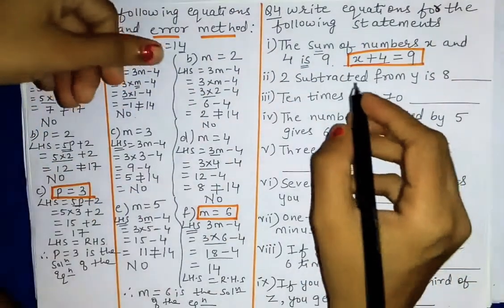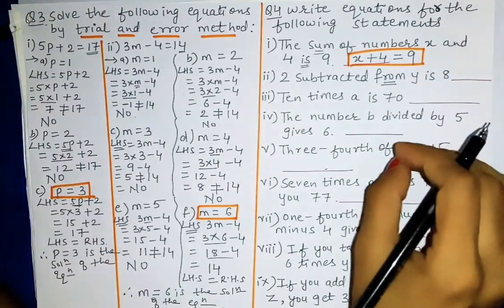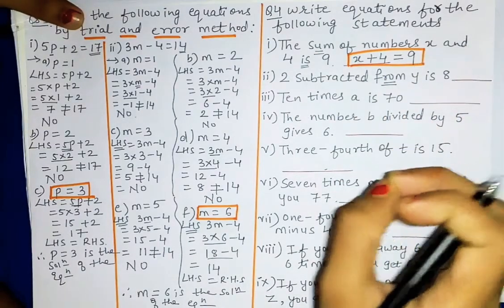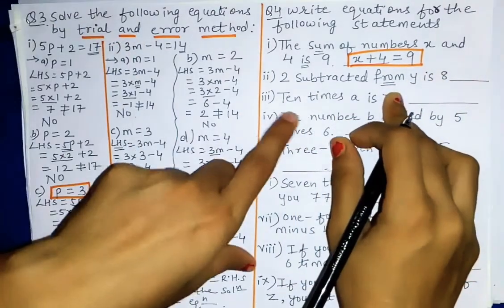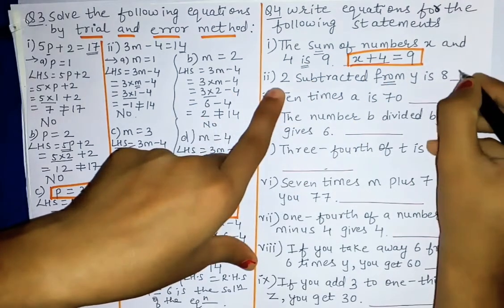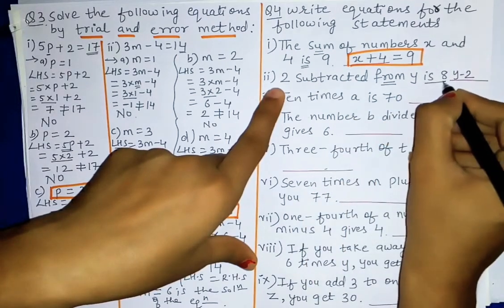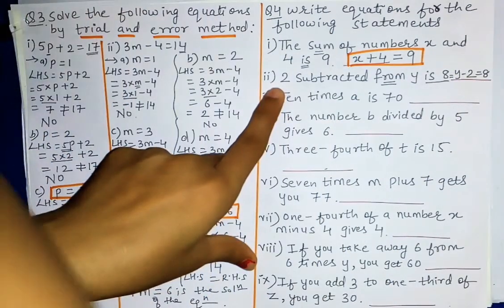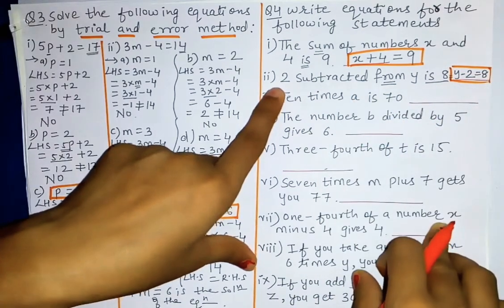2 subtracted from y. Whenever the word from is given, you have to be very careful, because whatever is given after from should be written first. 2 is subtracted from y, so y पहले लिखना है, y we will write first. So 2 subtracted from y means y में से 2 minus करना है, so it will be y minus 2. And they are telling is 8, so is 8 means here we will write equal to 8. So this is our answer of the second part: y minus 2 equal to 8.